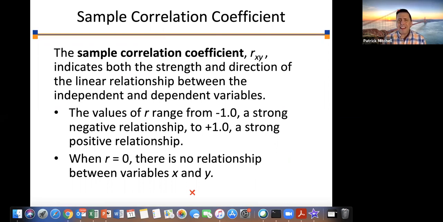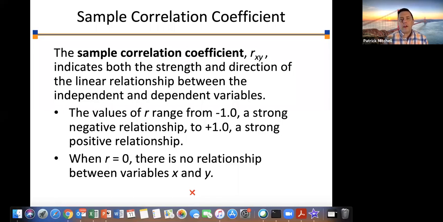And I would actually go further than what they say here. They say that a -1 is a strong negative relationship. Actually, if your correlation coefficient came out to -1, that indicates a perfect negative relationship, which means all of the points perfectly line up in a straight line, and that straight line has a negative slope. Similarly, a correlation coefficient of 1 would be a perfect positive relationship. The points would line up on a straight line, and the slope of that line would be positive.